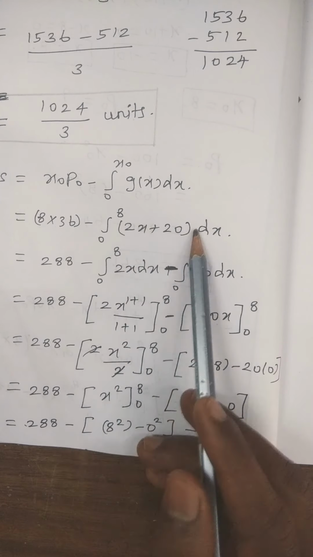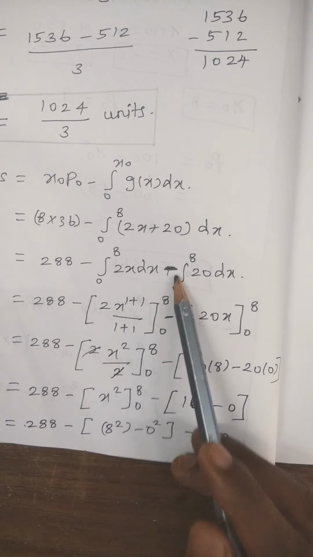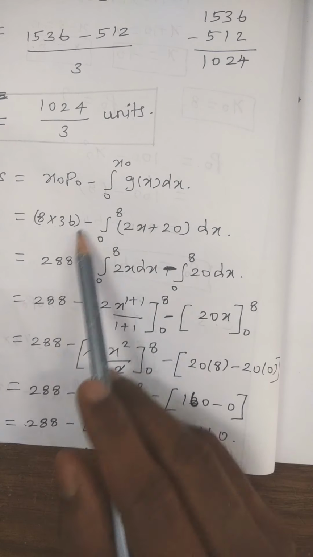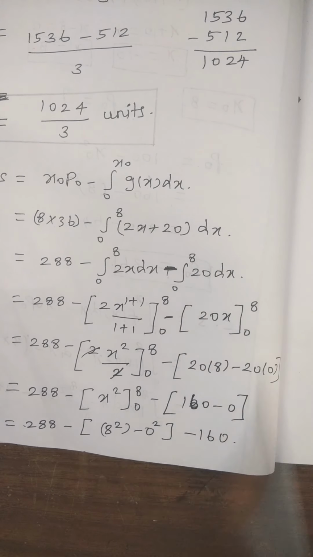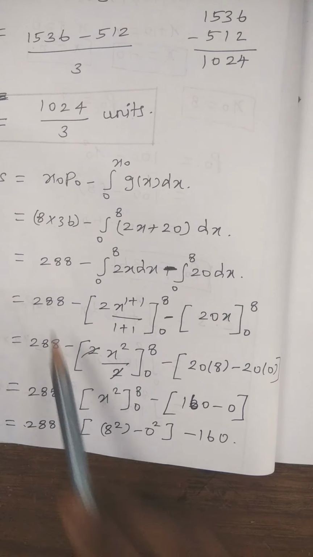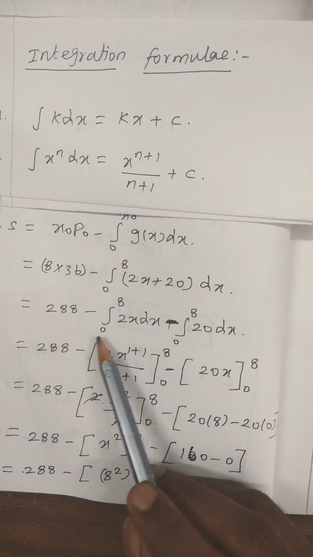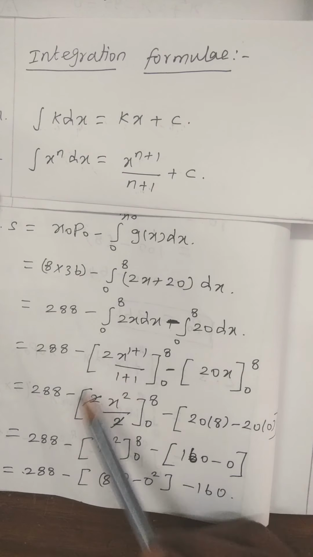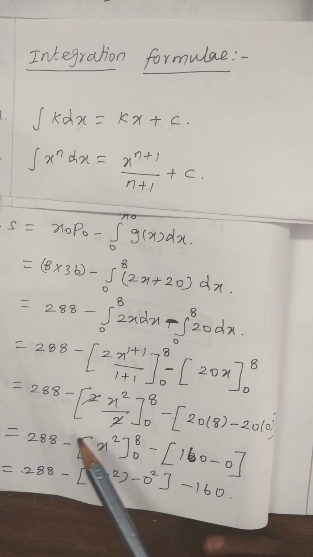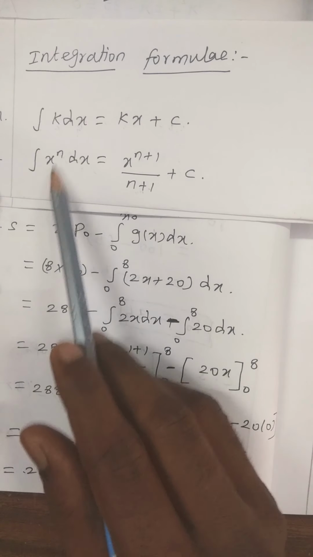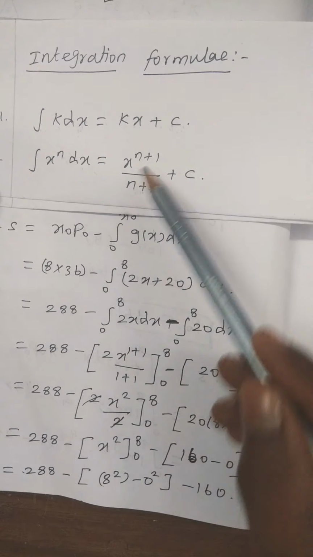So this is two terms. Now I will separate the integral into each part. Integral 0 to 8 2x dx minus integral 0 to 8 20 dx. So 288 minus integral 0 to 8 2x dx. What is the x power? 1, no. So now I am going to use the integration formula. Already we know the integration formula: integral x power n dx equals x power n plus 1 by n plus 1 plus c. The same formula applies here also.